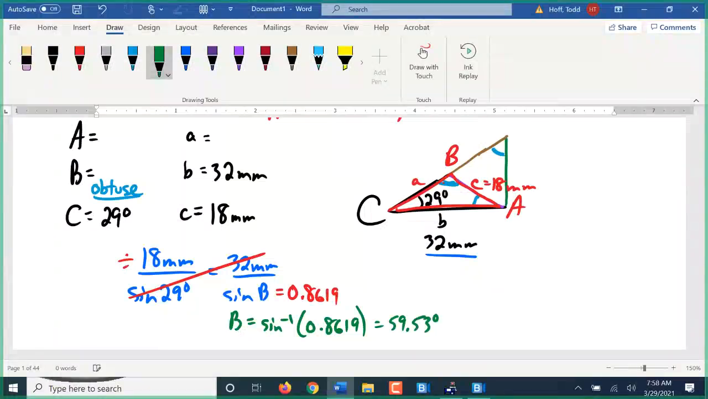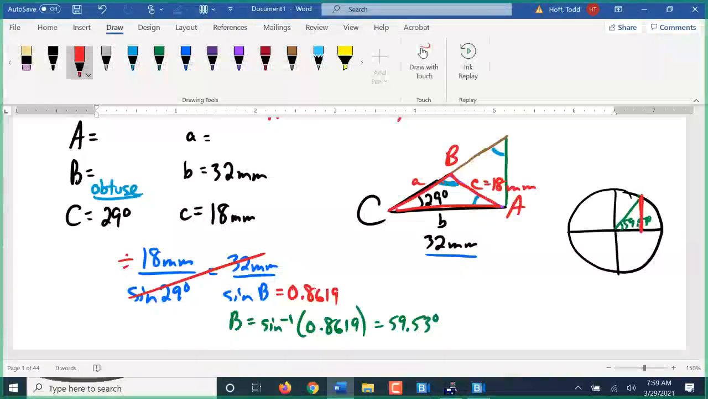You see the problem there? We said that angle B was obtuse. 59 degrees obtuse? But remember, on our unit circle, there are two angles that have the same sine. This is 59.53 degrees. We have that sine right there. Over here, there's an angle that has the same sine. It has a reference angle of 59.53.